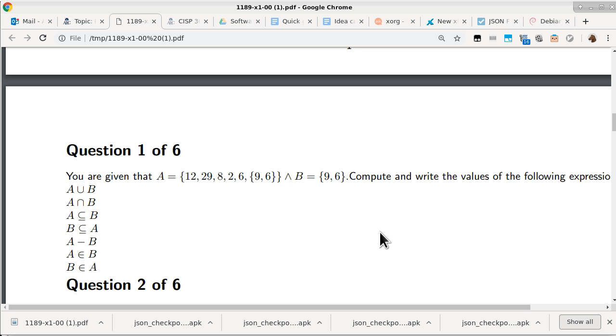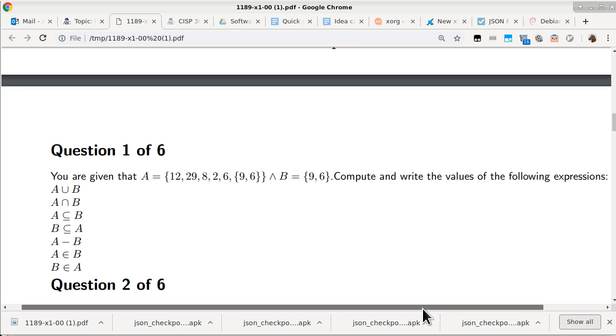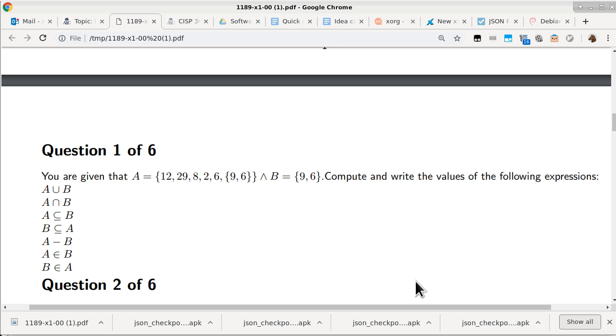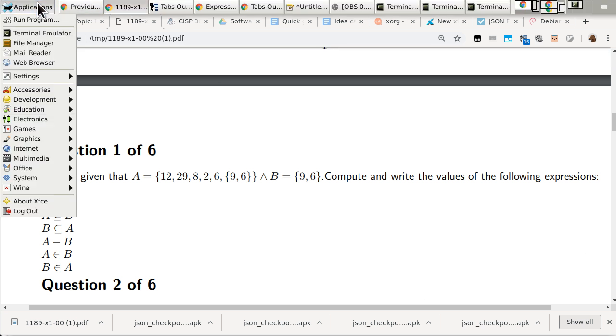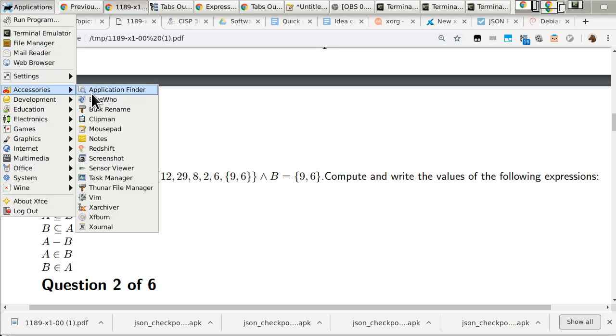So you're given this conjunction is true. It is an assertion that A does have the following elements and B does have the following elements. Compute and write the values of the following expressions. So now you have to give me the answer to each and every single one of these. I'm not going to write on this; I'll write on the side of this using a text editor.